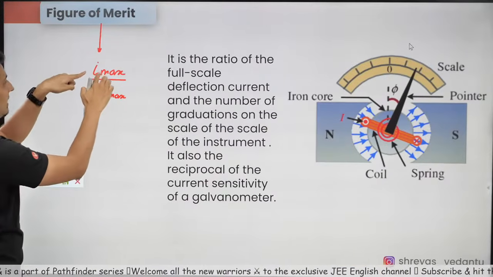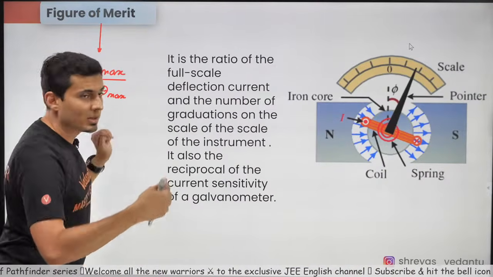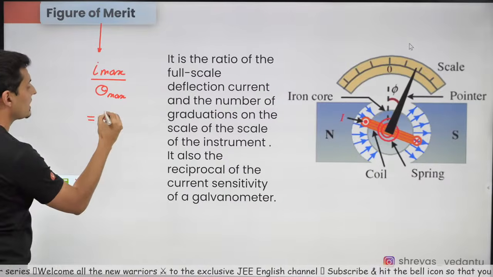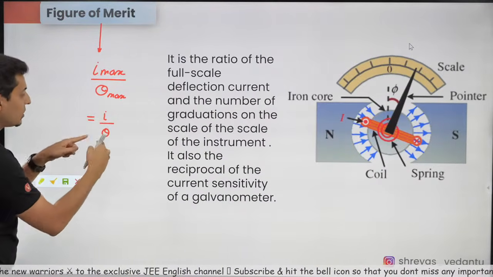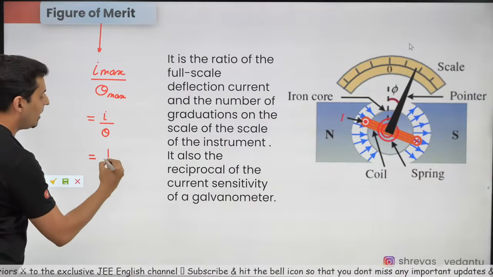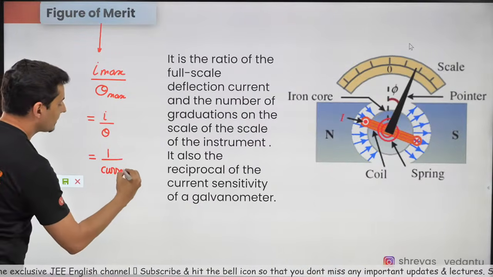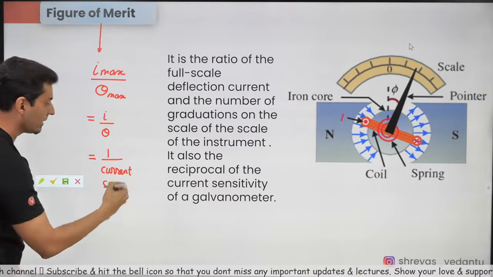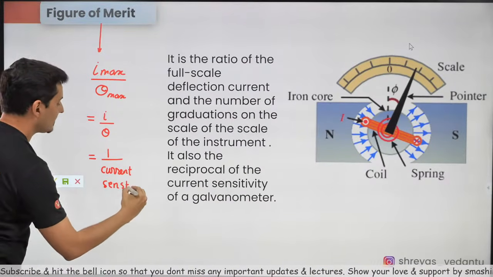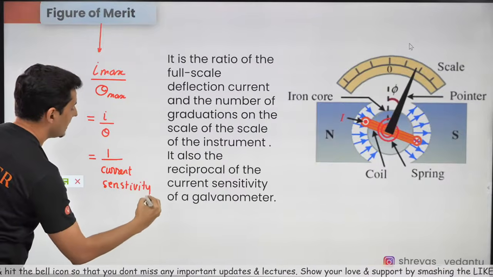Now if you think about it, current is always proportional to theta. So this ratio will also be equal to any current upon any theta, and this ratio is nothing but 1 upon current sensitivity. Think about it. Current sensitivity was angle per unit current. So this is nothing but 1 upon current sensitivity. That's it. As simple as that.